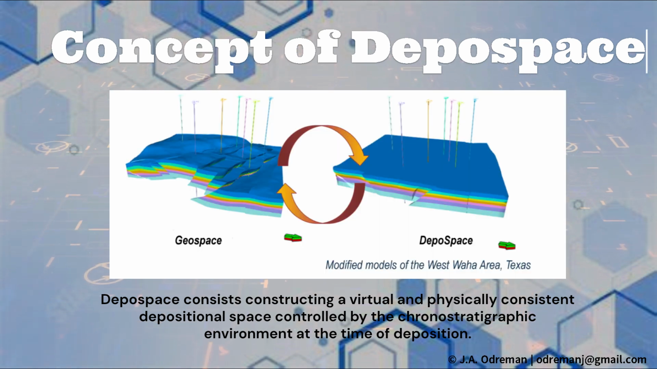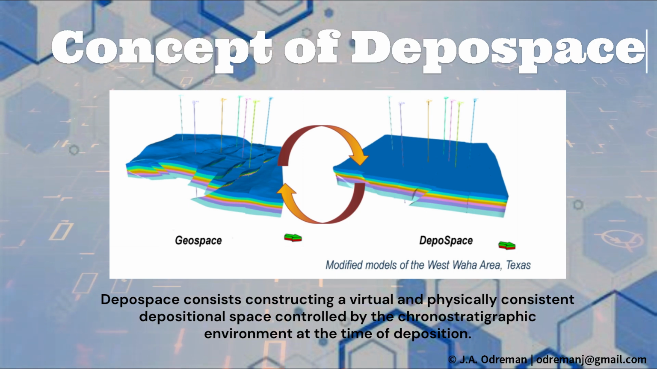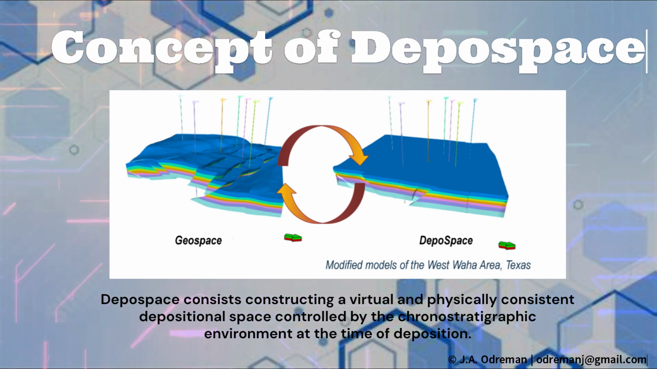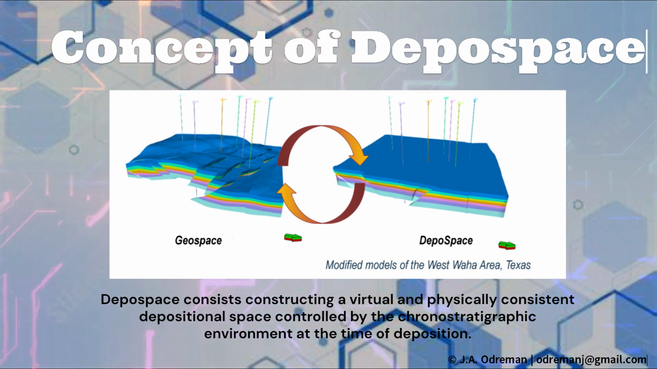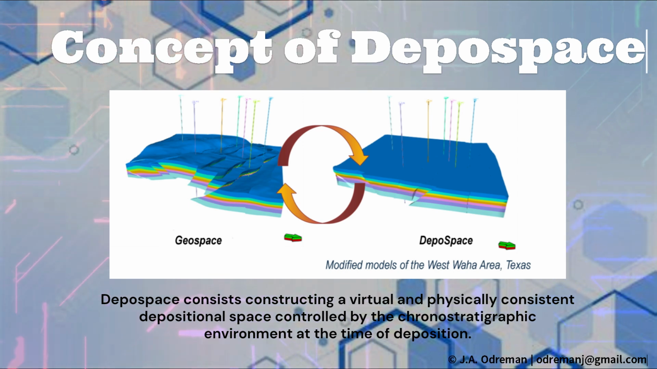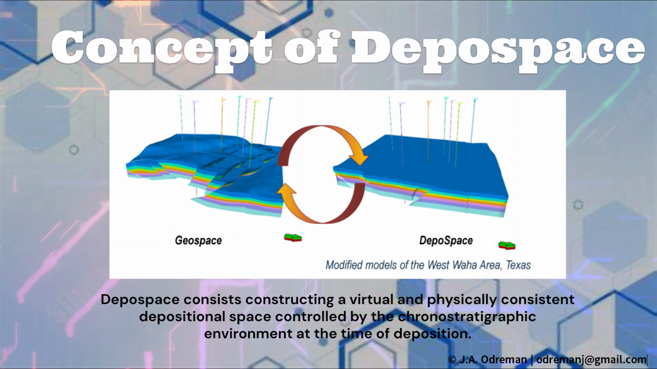In this figure, we compare the traditional geospace approach with the depo space model. Geospace shows the current structural space of the subsurface, displaying geological layers as they are today, including faults and deformations. In contrast, depo space reconstructs the space as it existed during sediment deposition, before any deformation occurred. This depositional model provides a clearer and more accurate view of how the layers originally formed, helping to better interpret the distribution of facies and reservoir properties.